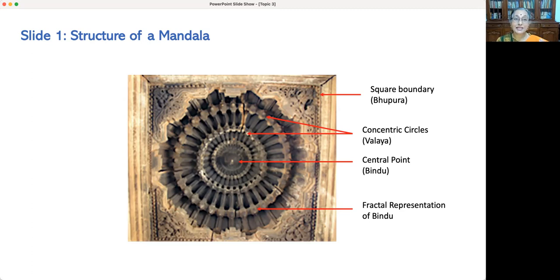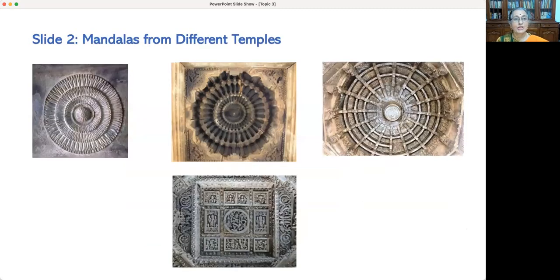The third feature is a protective square boundary called Bhupura. The square boundary symbolizes stability of the central deity and the cosmos. In slide 2, we look at examples of mandalas in different temples.